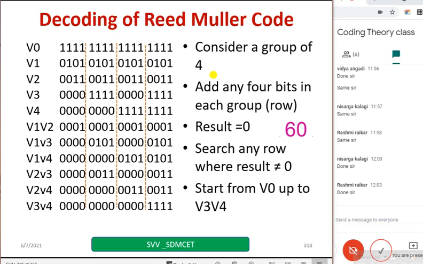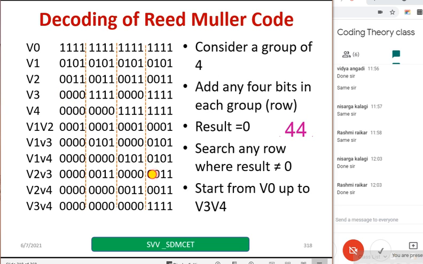For example, if you add these 4, the result will become 0. If you add these 4, it will become 0. Everywhere, is it true, or somewhere it is not true?